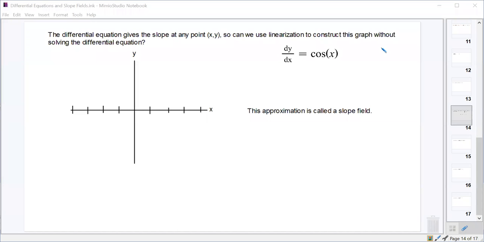So today what we're going to talk about is something called slope fields. Slope fields are just a method we can use to graph what the solution to a differential equation looks like. This is a fairly simple differential equation we've got here, right? dy dx equals cosine of x. What does y equal?